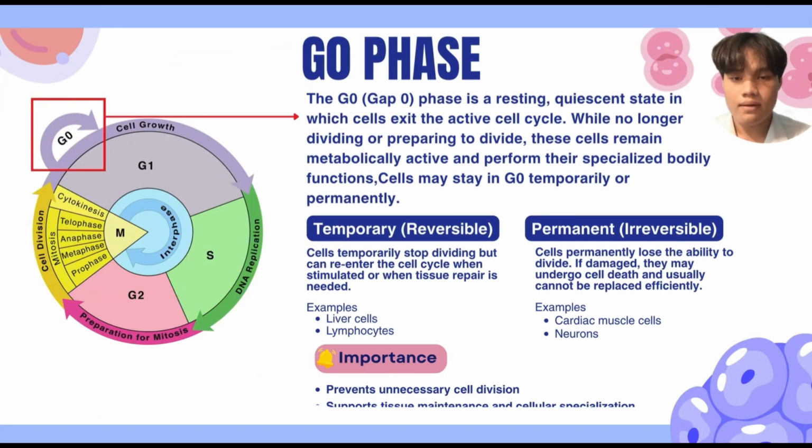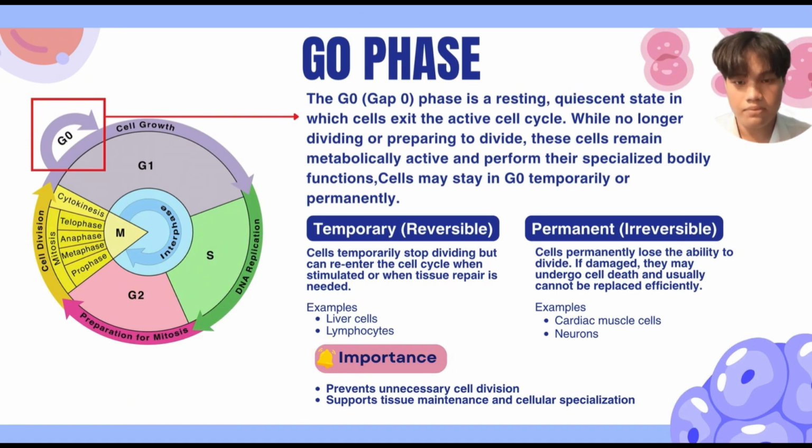Next, I will talk about the G0 phase. The G0, or gap 0, phase is a resting state where cells leave the active cycle. During this phase, cells stop preparing for division, but they remain metabolically active and continue performing their normal functions. There are two types of G0 phase.